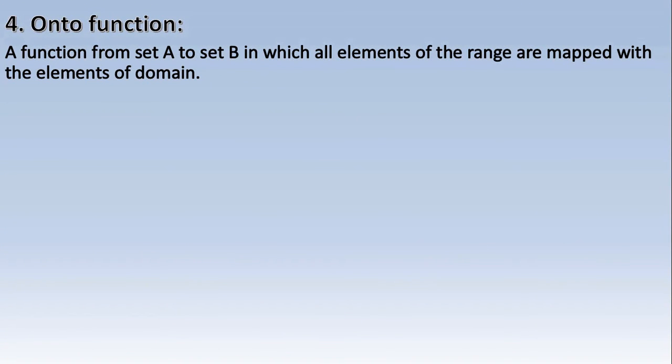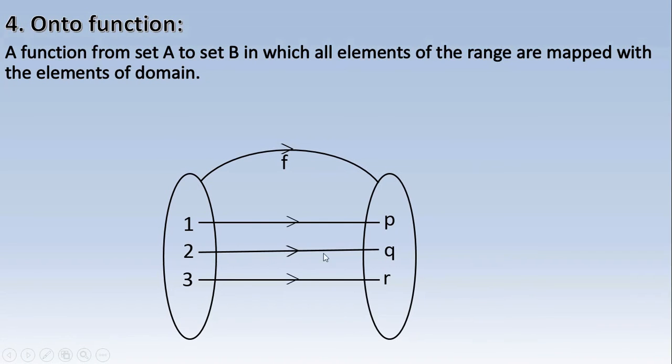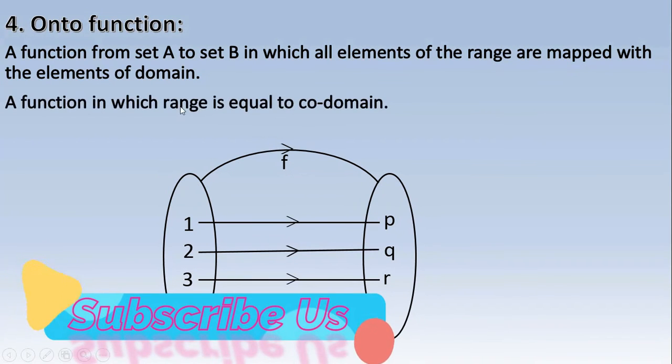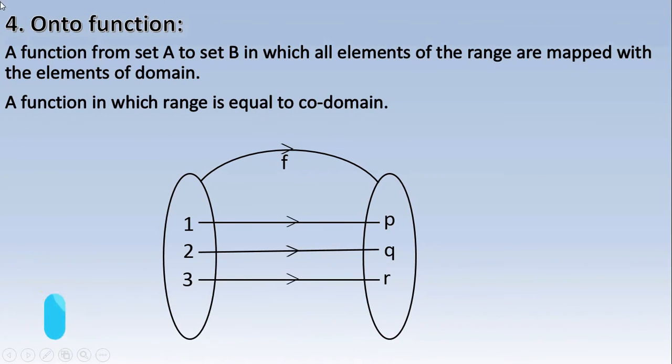Now onto function. A function from set A to set B in which all elements of the range are mapped with the elements of the domain. This is the example. Or in other words, a function in which range is equal to codomain is called onto function. Okay, now inverse of a function.